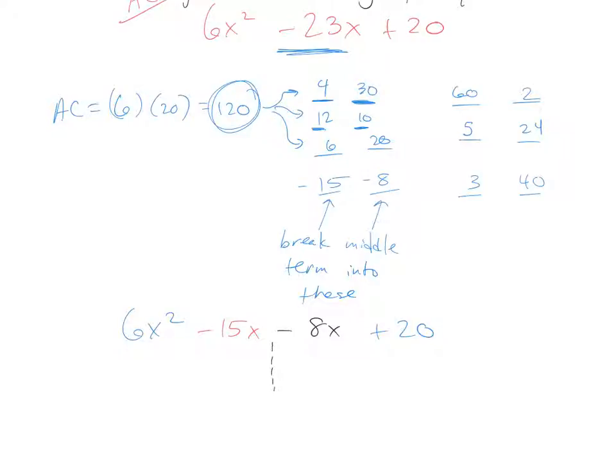What comes out of 6x squared minus 15x? What comes out of there? Outside the parentheses is 3x, and then inside the parentheses is 2x minus 5.